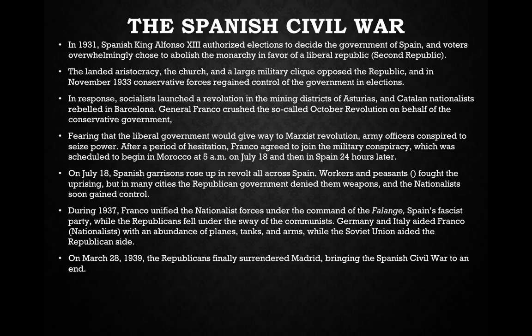In June of 1938, nationalists drove to the Mediterranean Sea and cut Republican territory in two.